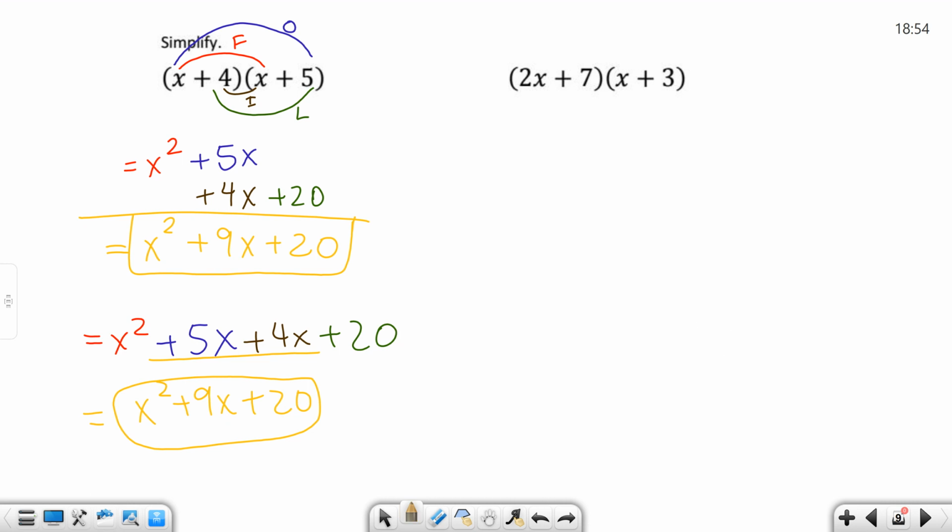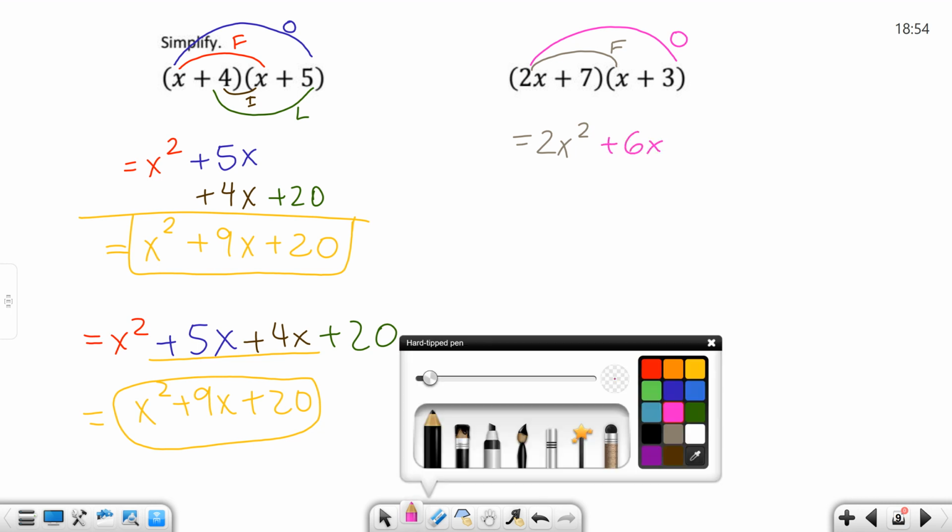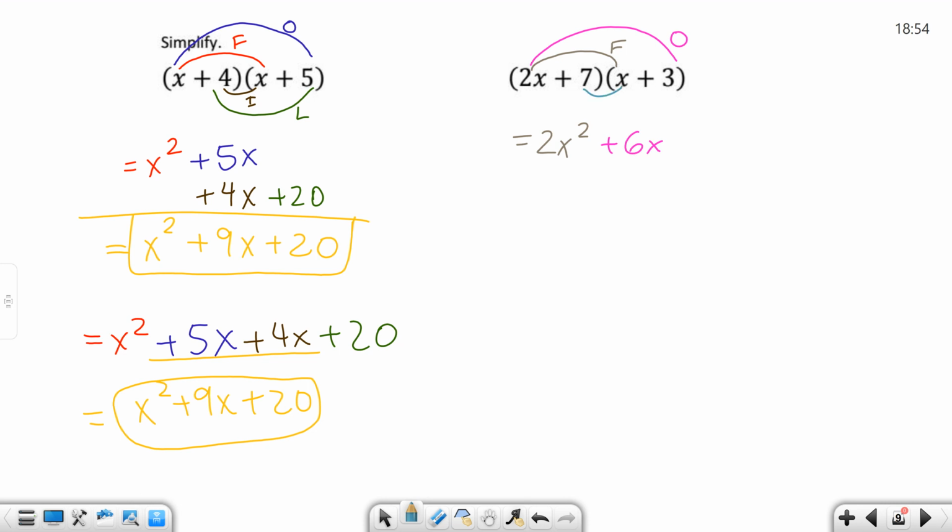So here, 2X plus 7 and X plus 3. Again, it's 2 terms times 2 terms. So I'm going to do first. So 2X times X is 2X squared. And then outer, 2X times 3 is plus 6X. Then I'm going to do my inner. That's going to be 7 times X. It's going to be plus 7X.